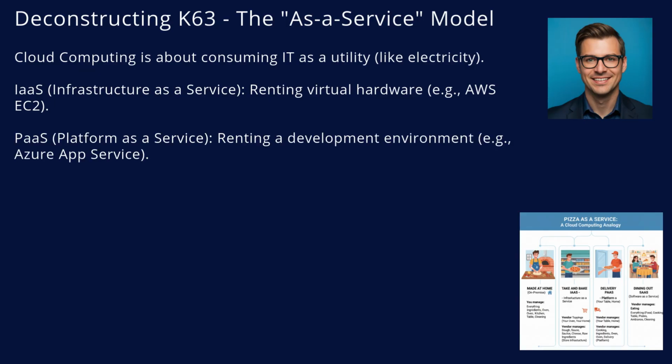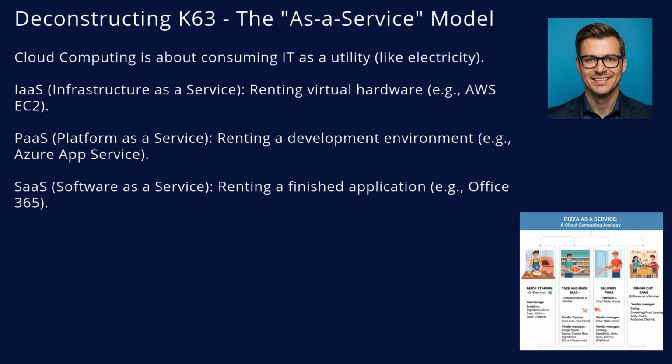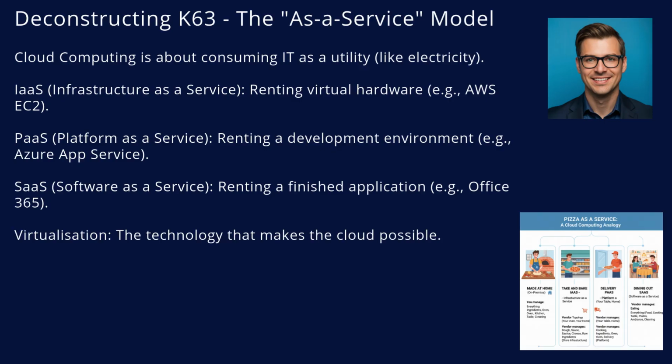In the middle, PaaS, or platform as a service. Here, you rent a space to build and run code without worrying about the underlying servers. At the top, SaaS, or software as a service. This is renting a finished application like Office 365 or Salesforce. Underpinning all of this is virtualization. This is the magic technology that allows one physical server to pretend to be 10 distinct virtual servers, maximizing efficiency.